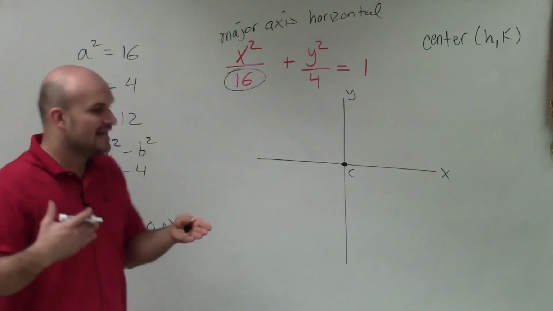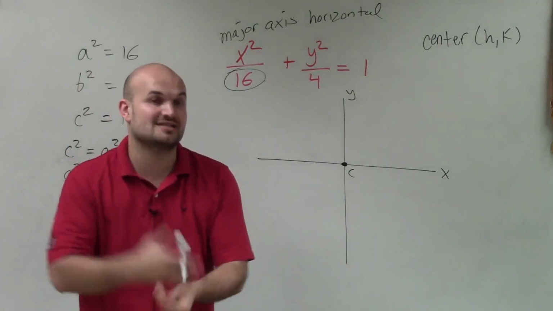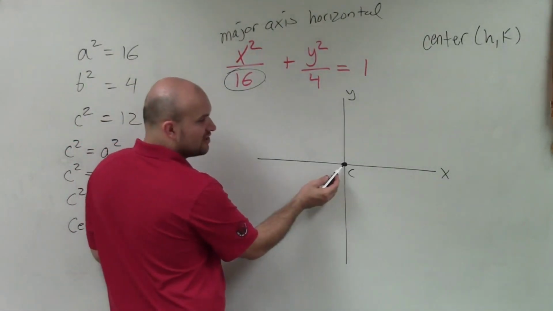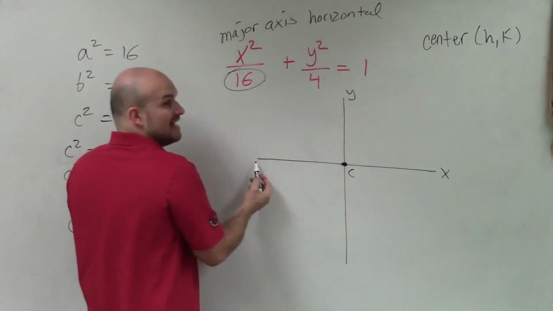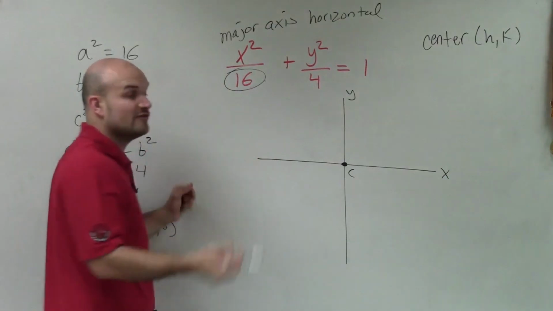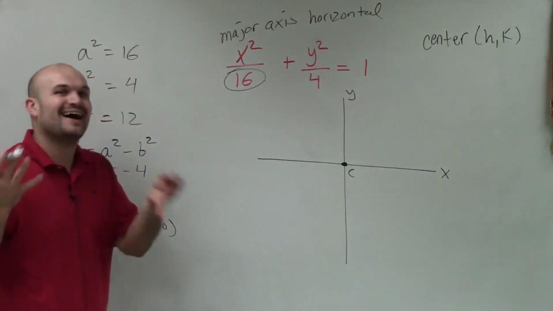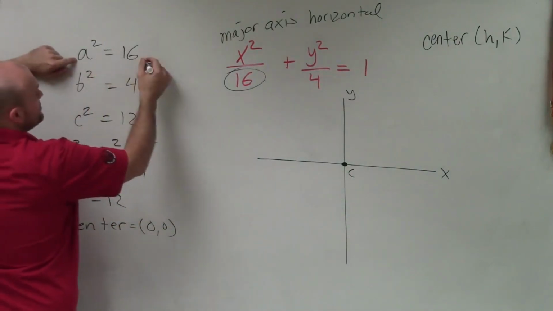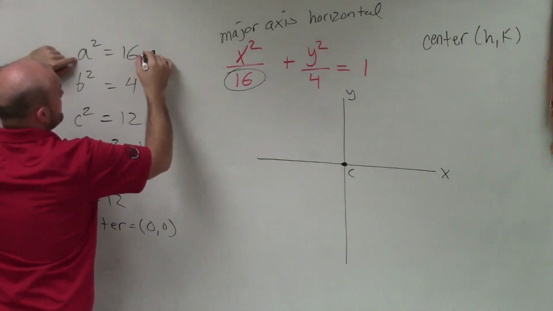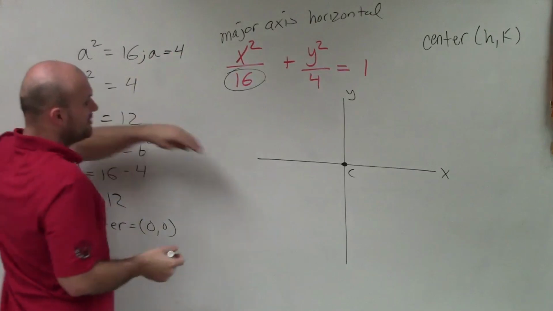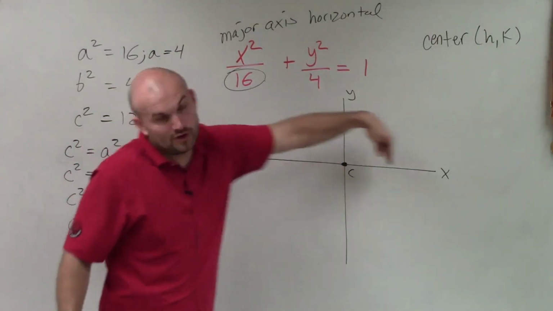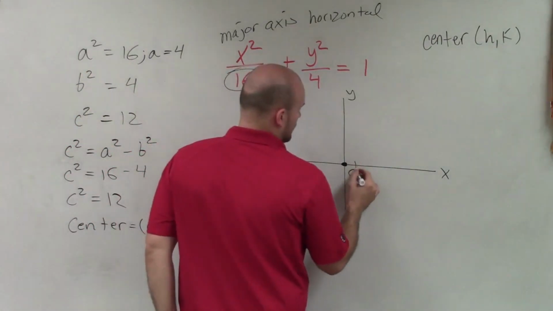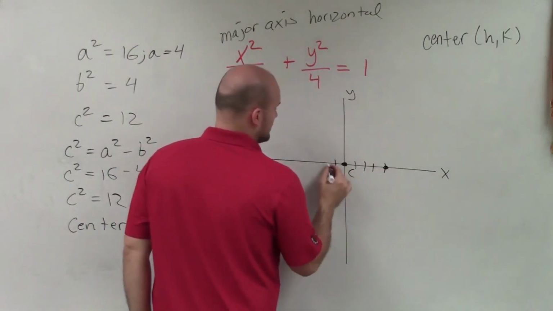So what that's going to tell me is my vertices and my foci are all going to lie on the major axis, which is horizontal. Since the center is already on the x-axis, I know that my foci and my vertices are also going to be on my x-axis. So if a squared equals 16, I can now say that a is equal to 4. Therefore, from the center, I'm going to go 4 units to the right and 4 units to the left, where the absolute distance would be 4. So I go 1, 2, 3, 4, and then left 1, 2, 3, 4.